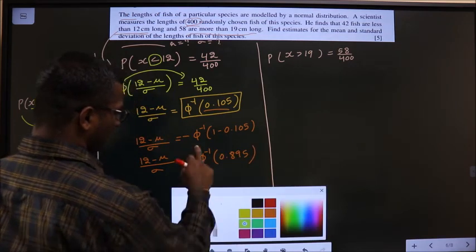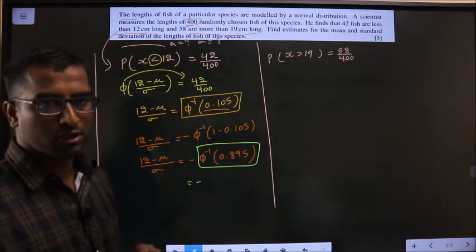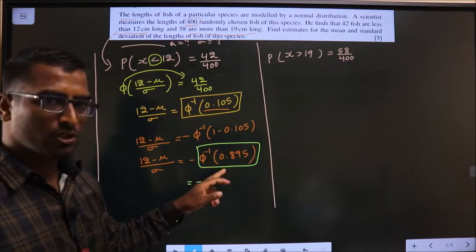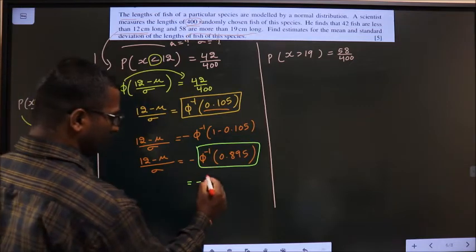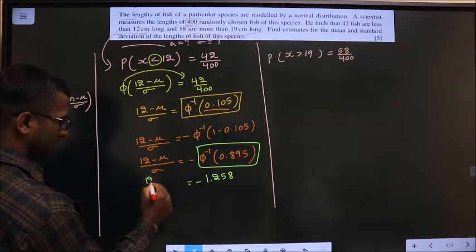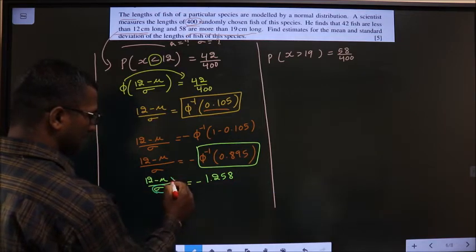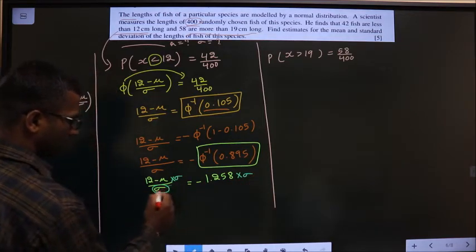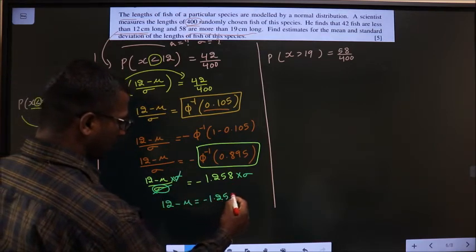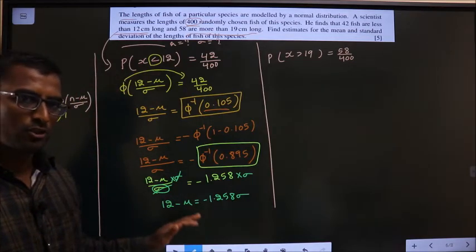Now, you get this value from the normal distribution table. If any doubts in using the normal distribution table, look at the playlist given in the description. So this you should get to be 1.258. And here no change. Now to get rid of standard deviation, multiply by standard deviation on both sides. This gets cancelled, we get 12 minus mean equal to minus 1.258 standard deviation. This cannot be simplified further, so you stop here.